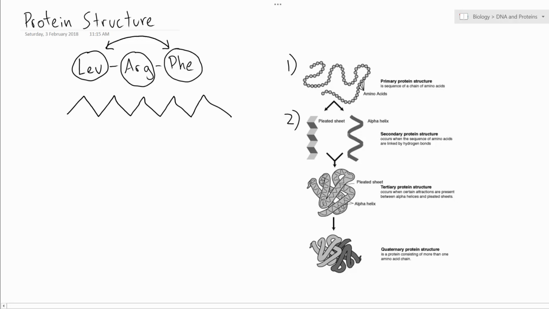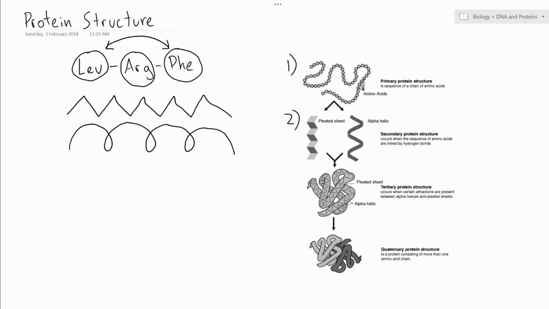When it's got this corrugated structure, or we can start to see the amino acids forming a helix like so. Because of the attractions and the hydrogen bonding between amino acids along the polypeptide chain, it will start to change its shape because they'll be moving closer to each other and forming attractions. So that's the second level of protein structure.